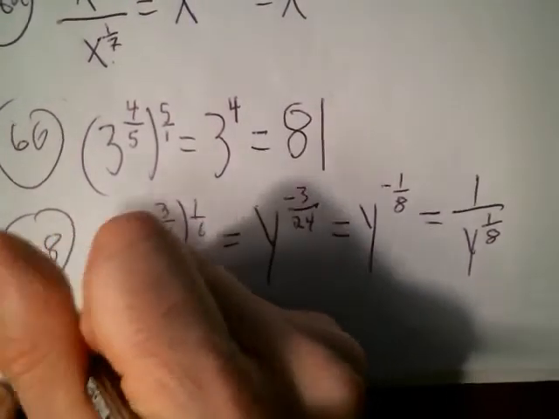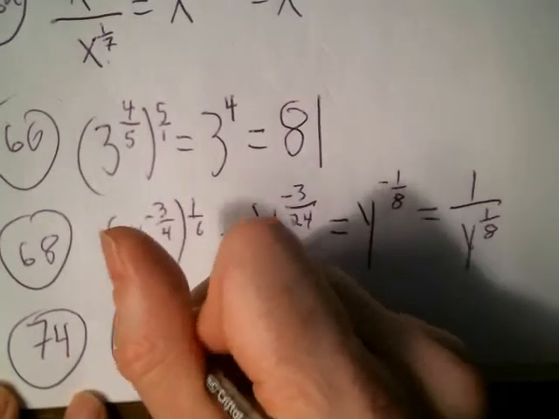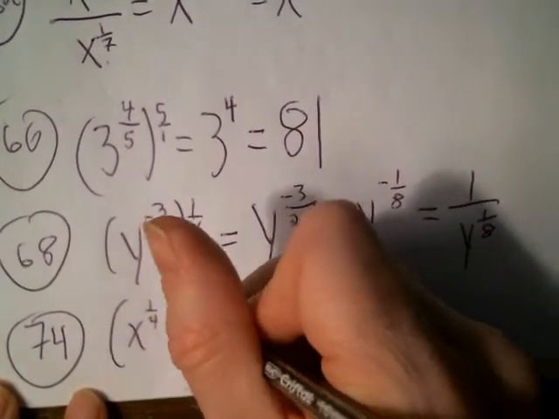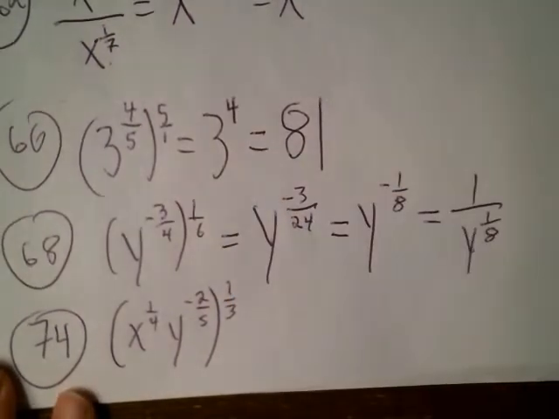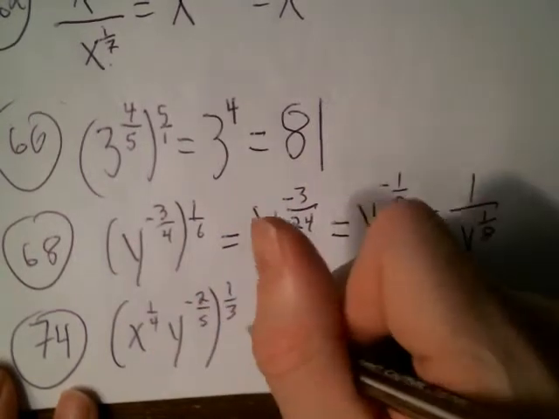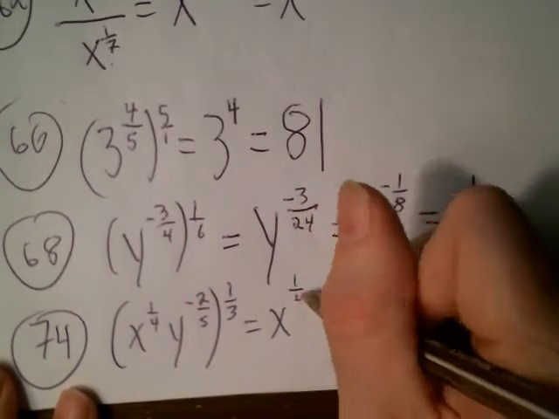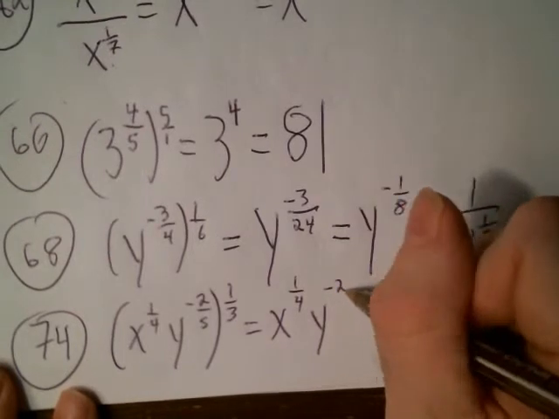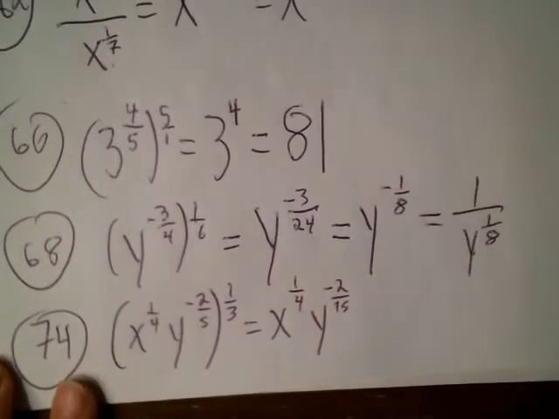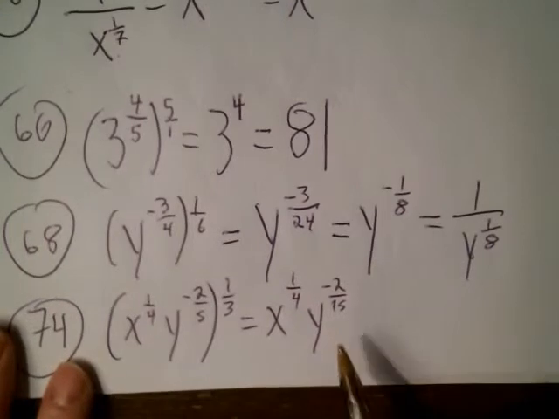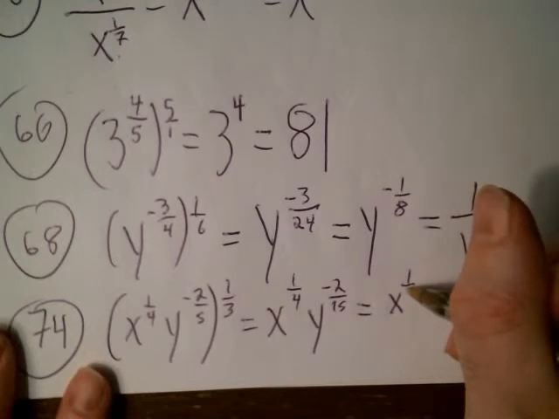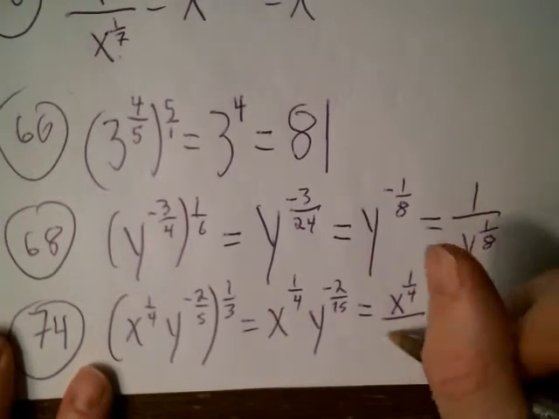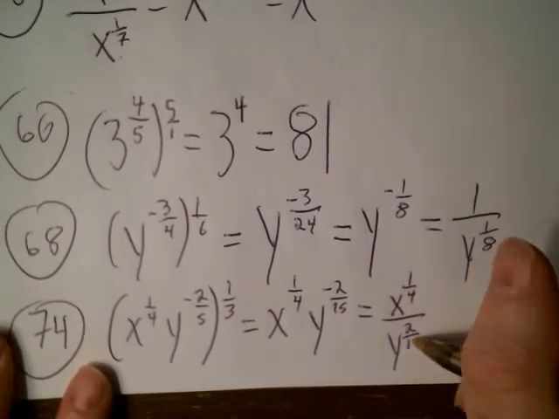Okay, so 74, what do we have? x to the 1/4 times y to the negative 2/5, and then raised to the 1/3 power. Okay, so I'm going to multiply out the exponents to get x to the 1/4, y to the negative 2/15. And of course, I hate negative exponents. I need to get rid of this negative exponent issue. So you can drop that thing to the denominator and have y to the positive 2/15.